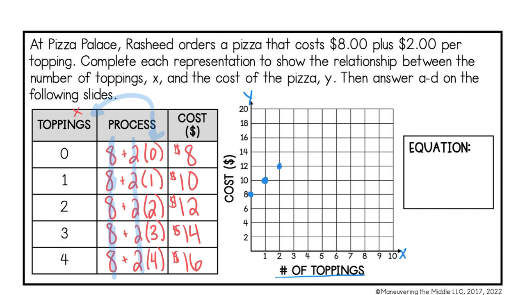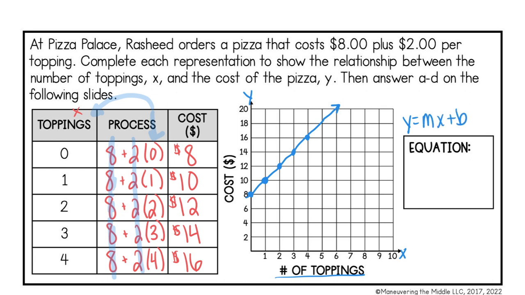2 toppings would be $12. 3 would be $14. 4, $16, and so on. And we could use this to determine how much it's going to cost. So now we have to come up with the equation. So remember, it's going to be y equals mx plus b.